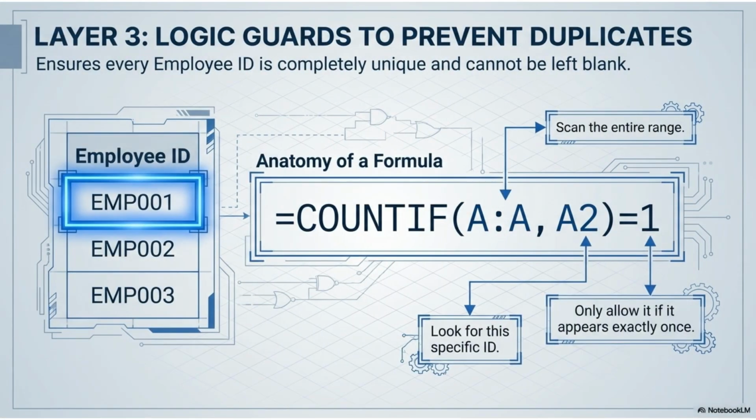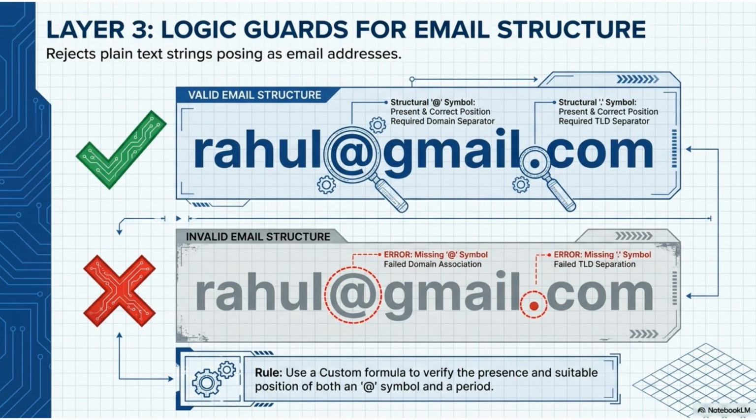Use the COUNTIF function to stop duplicate entries. It checks the selected range and allows a value only when it appears once. For email addresses, use a custom formula to check for @ and a period. Invalid email formats will be rejected automatically.